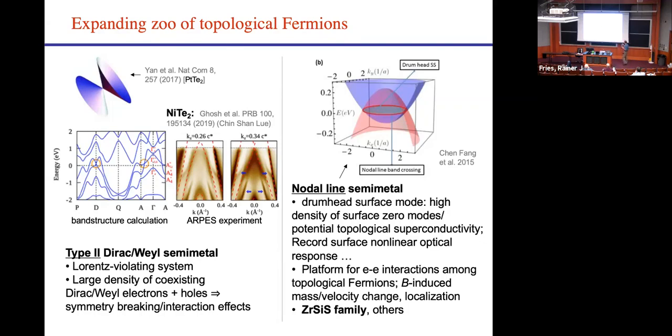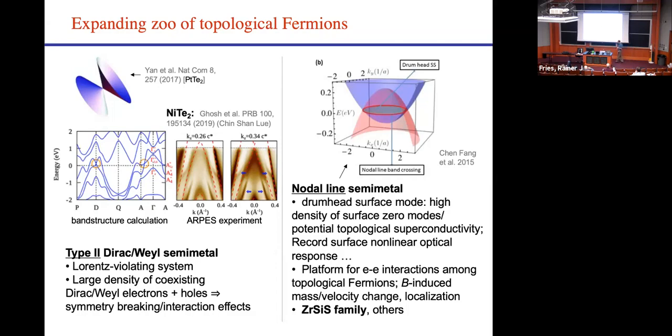One of the features of a nodal line semimetal is the potential for what's called a drumhead surface mode. So you get a huge density of zero modes at the surface. High density of states is interesting in condensed matter because it can lead to things like superconductivity, which in topological systems could be topological superconductivity, which is nowadays of interest because that might host a Majorana fermion and, so for quantum computing, there's loads of interest in such systems. But that's one type of feature.